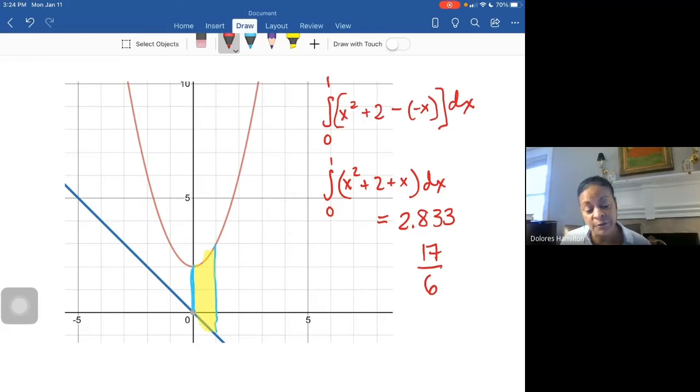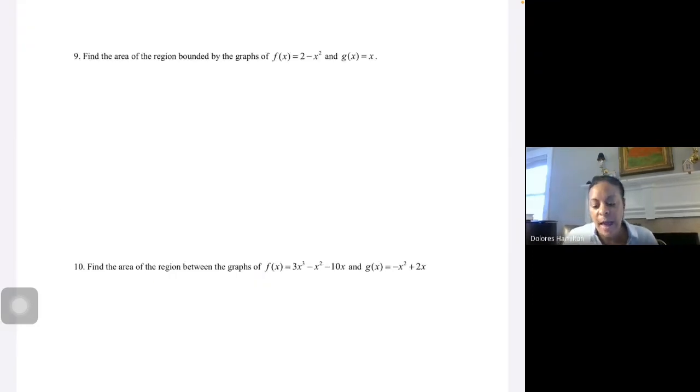Let's look at a different scenario. This was an example where the two did not intersect, but we still found the area in between the two from an interval from 0 to 1. So let's look at the next question.